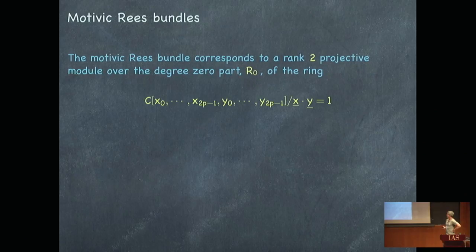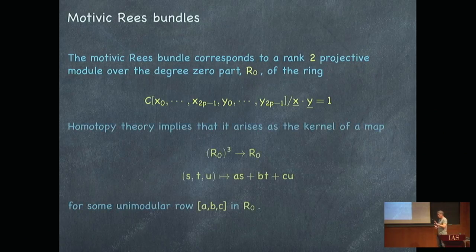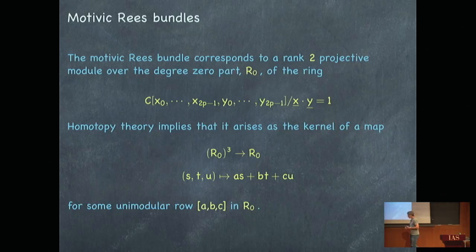I want to tell you a little bit about that, but before I do so, let me step back and tell you what this gives you in algebra. This bundle is rank 2. If you add a trivial bundle, it'll be trivial. That tells you that this bundle is the kernel of a map given by a 3x1 matrix, or 1x3 matrix, a unimodular row over the degree 0 part of that ring.